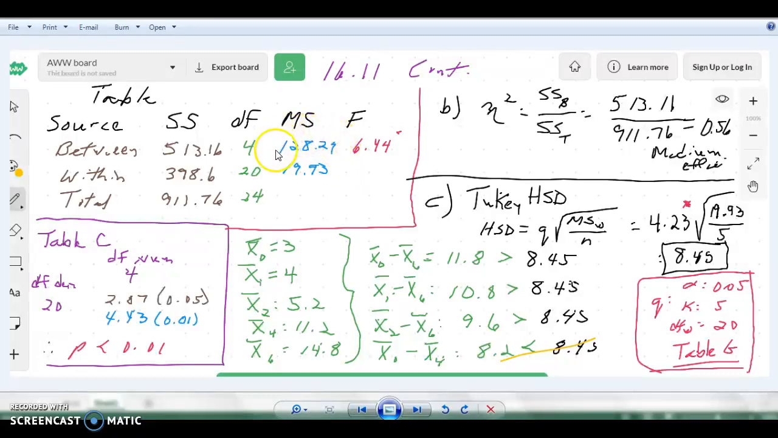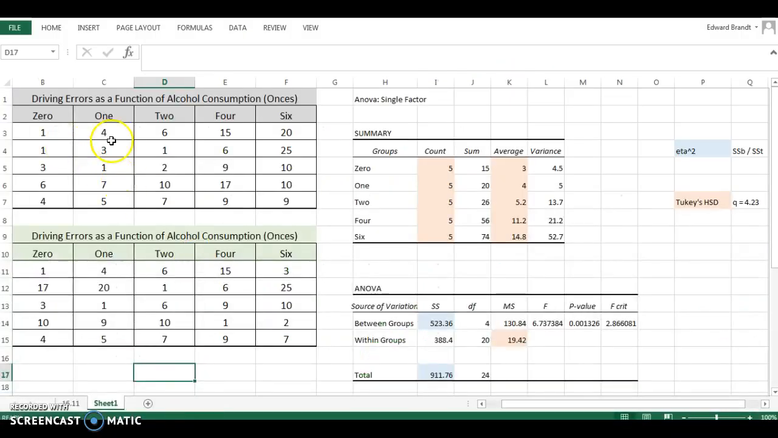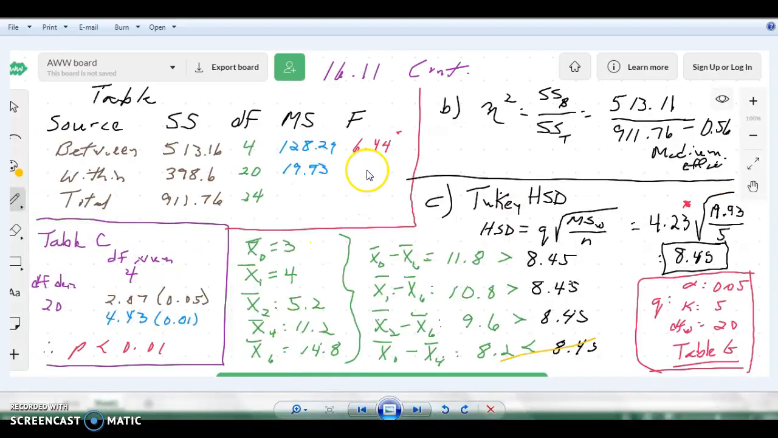So the greater this value is, the greater this fraction is going to be when we put this number divided by this number. And so it's basically, again, a comparison of the variation between these groups versus within. And that's the fundamental point of these. The greater that is, the more we think the amount of alcohol people drink has an effect on the amount of mistakes in the driving.